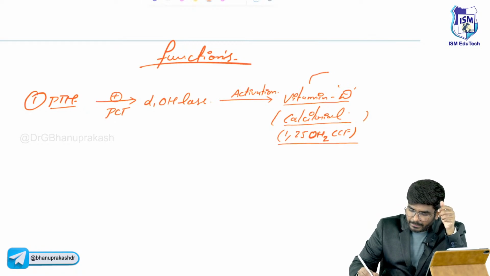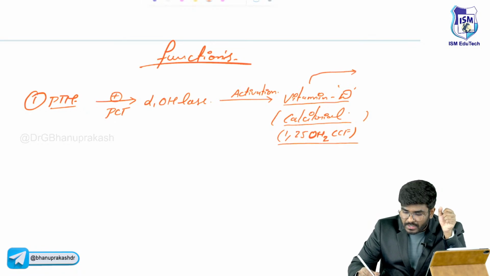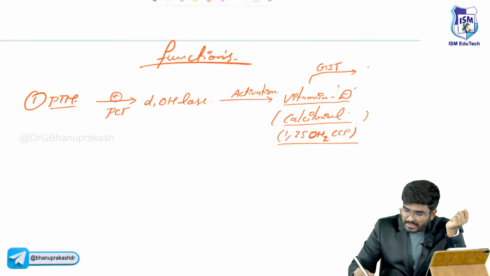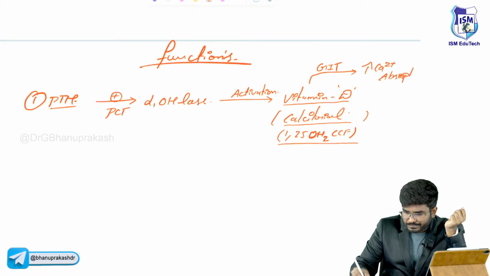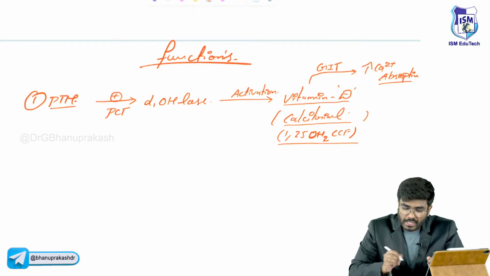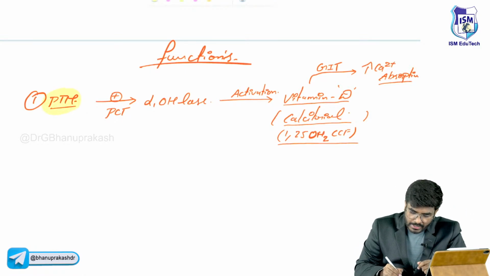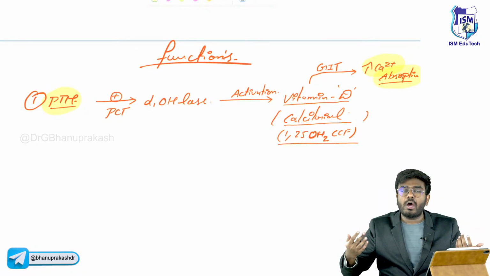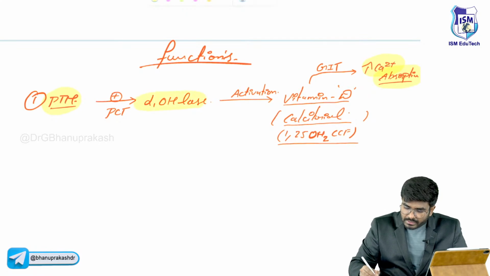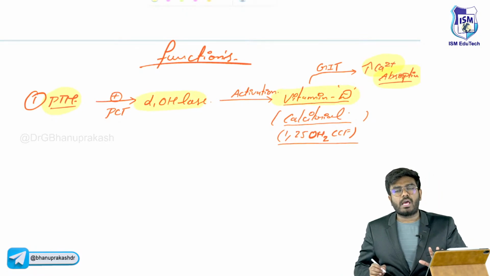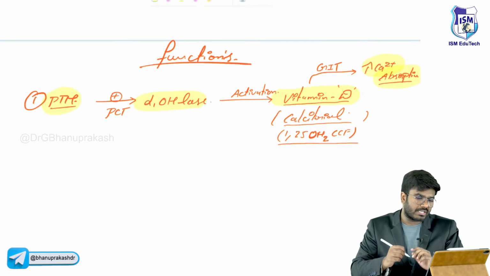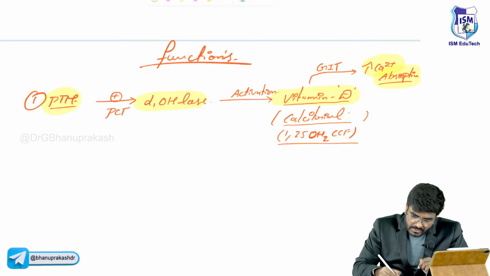Now, what is the function of vitamin D? Sir, it will go to the intestines, in the GIT. There it increases the calcium absorption. So, what is parathyroid hormone doing? I have told you, parathyroid hormone increases the blood calcium levels, by how? By indirectly activating vitamin D. So you should know parathyroid hormone activates vitamin D. Vitamin D goes to the GIT. In the GIT, it increases the absorption of calcium. Okay, this is the first function.